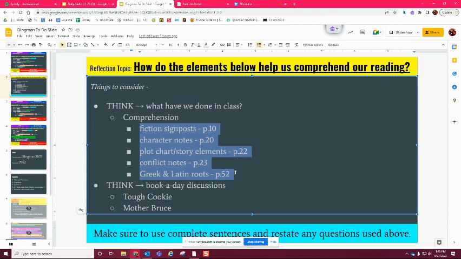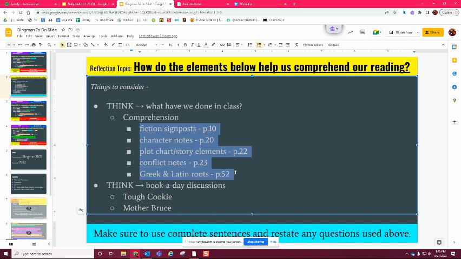So we have talked about fiction signposts. We've talked about characters. We've talked about plot chart and story elements, which is what we just got done doing with Tough Cookie. We've talked about conflict. We've talked about Greek and Latin roots. So what I want you to do today in your reflection is email me your response to that question. How are all of these things helping us comprehend what we're reading? How are fiction signposts helping us comprehend what we are reading?